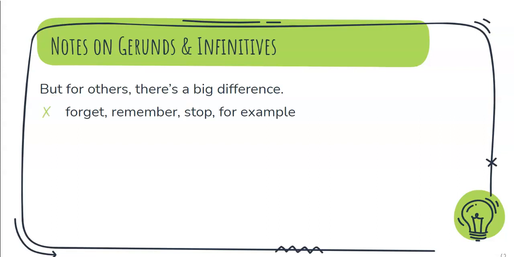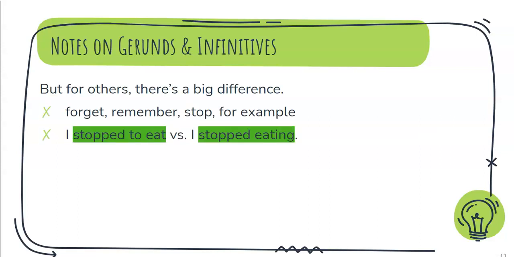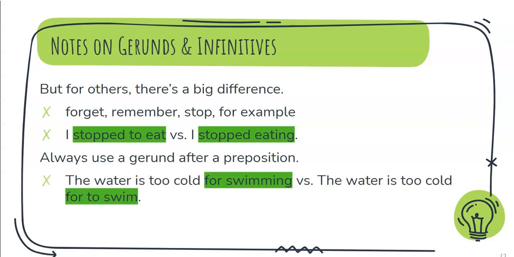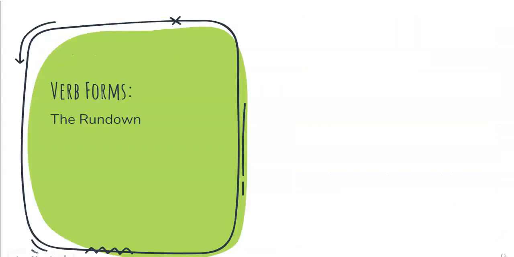There's a world of difference between I stopped to eat and I stopped eating. And you always have to follow a preposition with a gerund and not an infinitive. The water is too cold for swimming makes sense, but the water is too cold for to swim does not. And that's enough about forms.